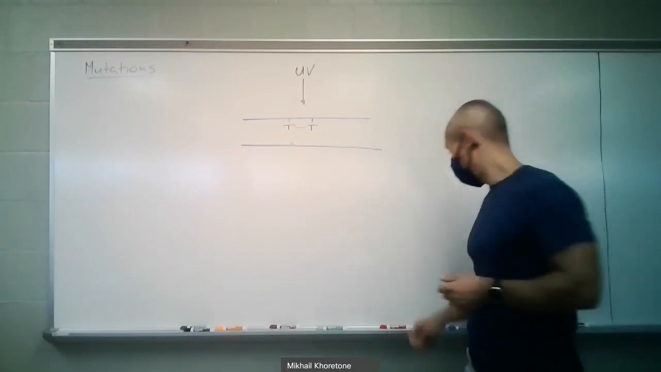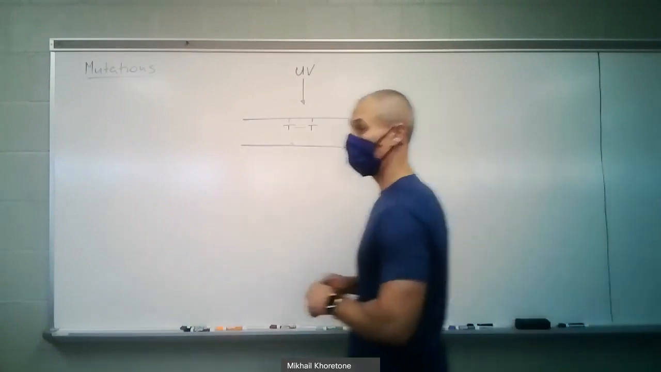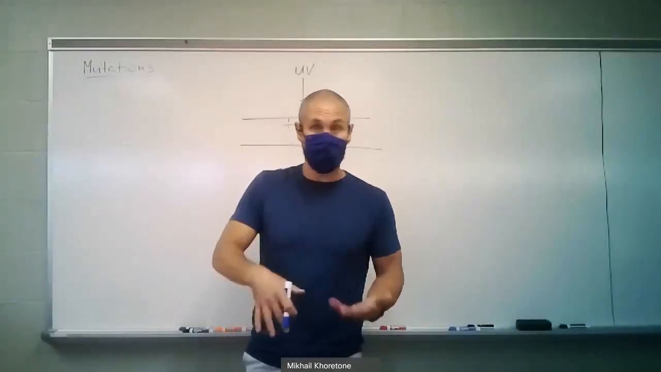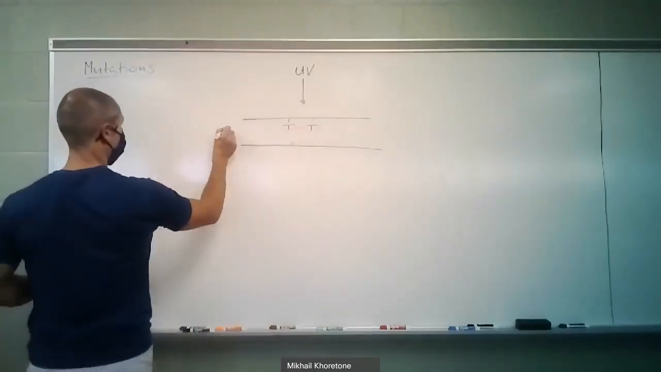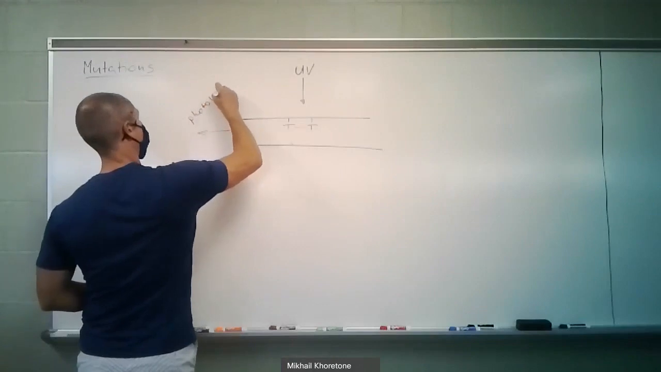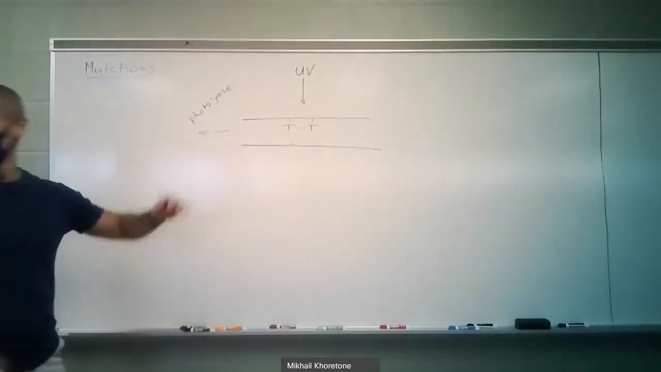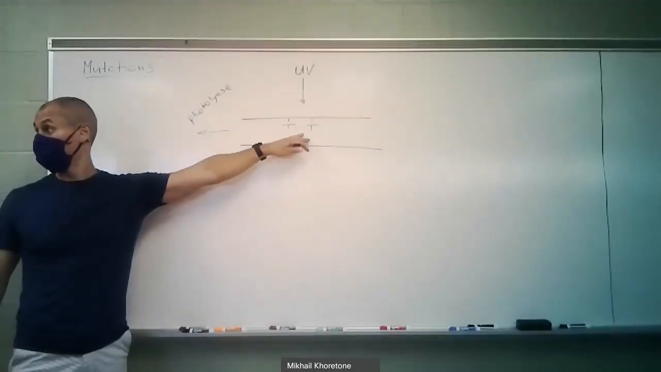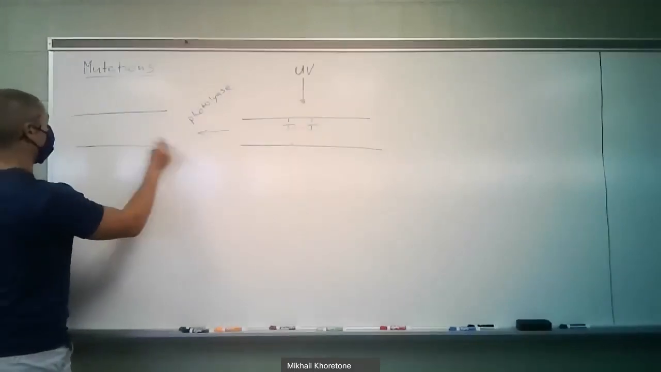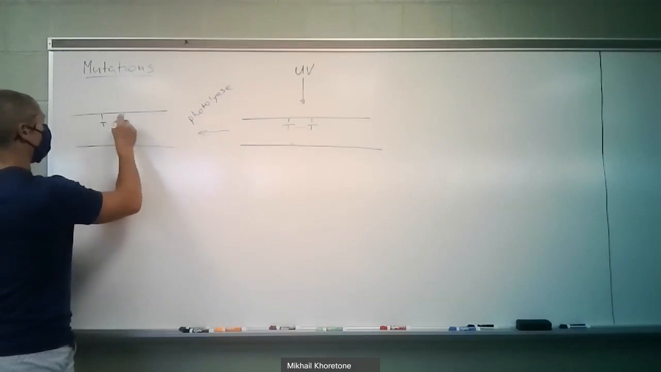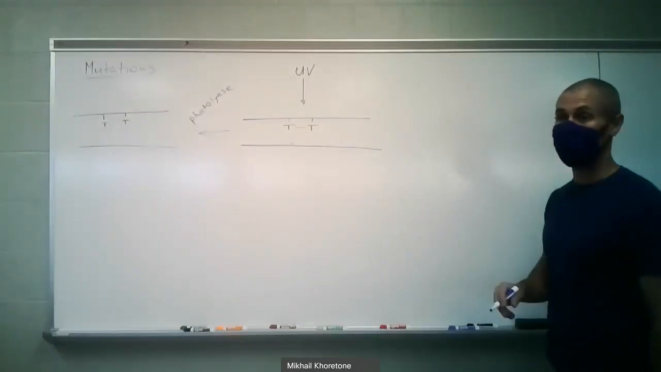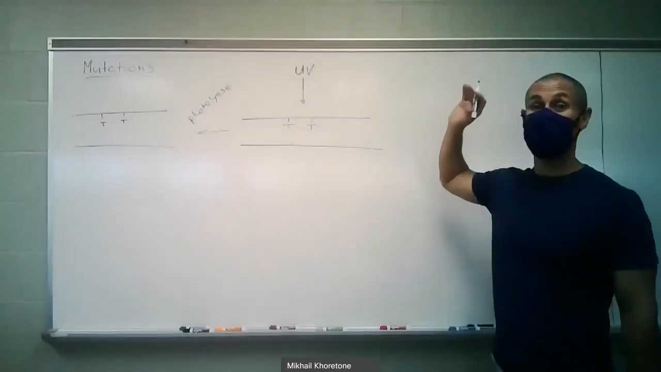There are two options. Option number one, when there's light, like seriously, when light is shining on your DNA, the enzyme called photolyase will just break down this bond. And you have your intact DNA molecule. Does that make sense? It's that simple.